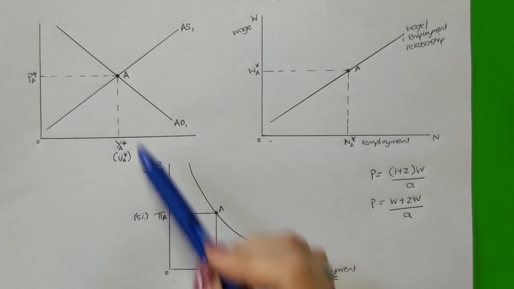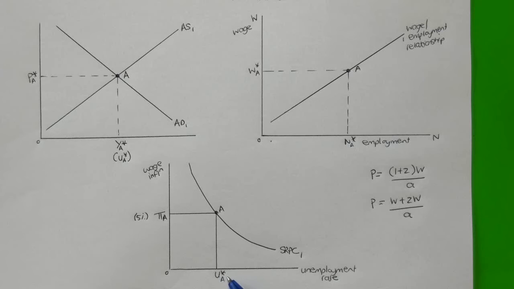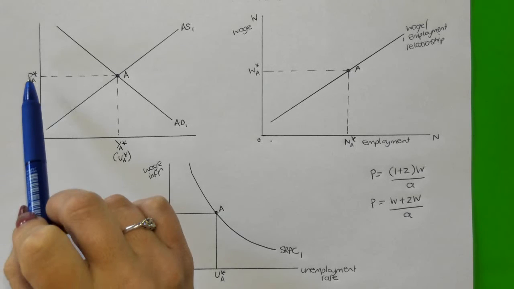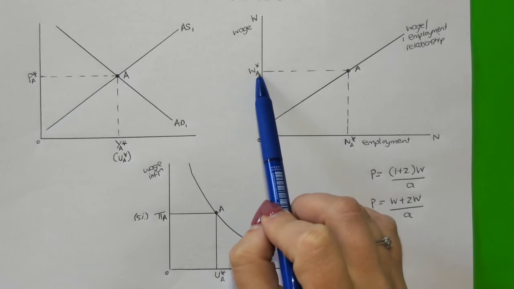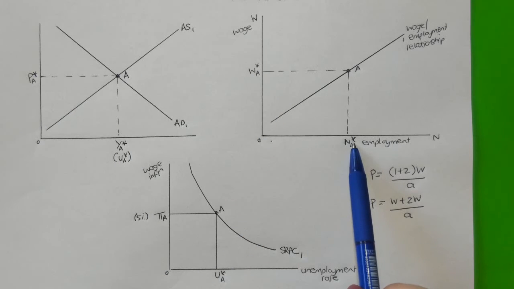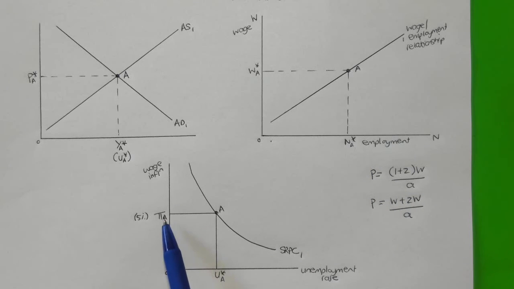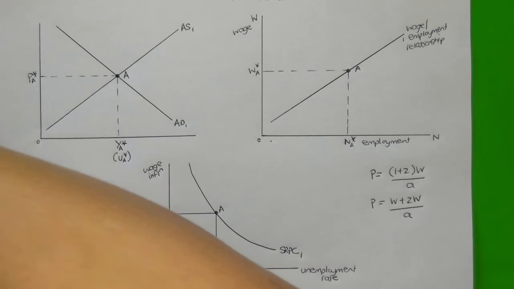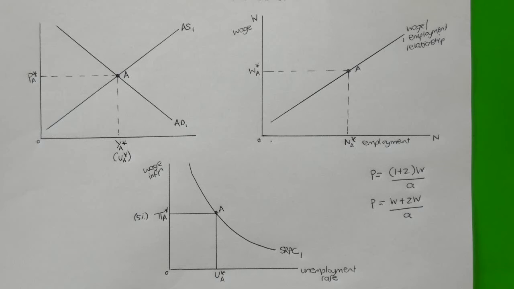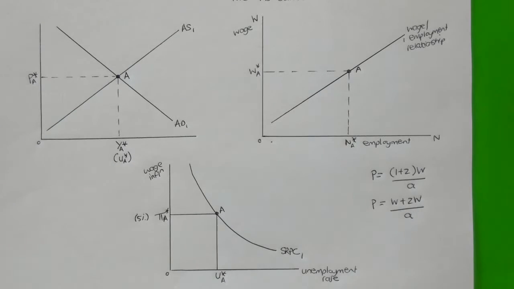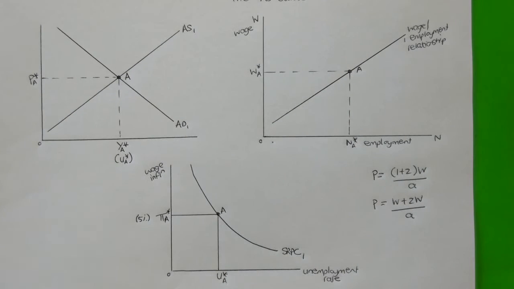So the stars here refer to full employment levels of the measures. This is the price level at full employment, that's the output level at full employment, that's the wage rate at full employment, that's the number of people employed at full employment. This is the inflation rate. You can also think about that as the inflation rate at full employment, and this is the natural rate of unemployment.